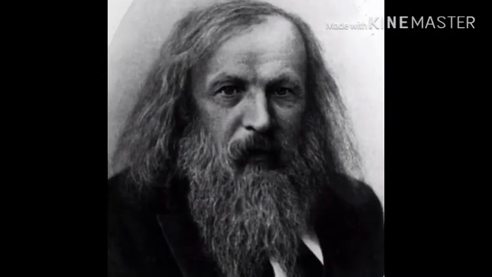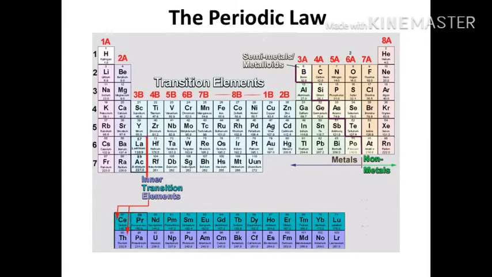Dmitri Mendeleev arranged elements into 7 groups with similar properties. He discovered that the properties of elements were periodic functions of their atomic weight. This became known as the periodic law.